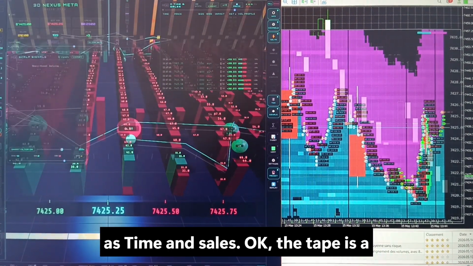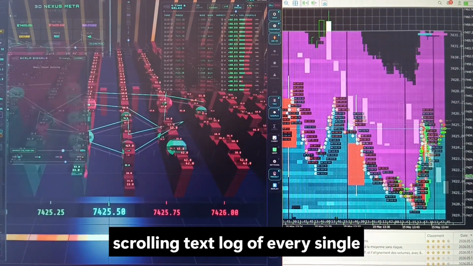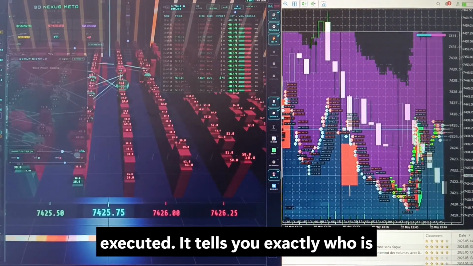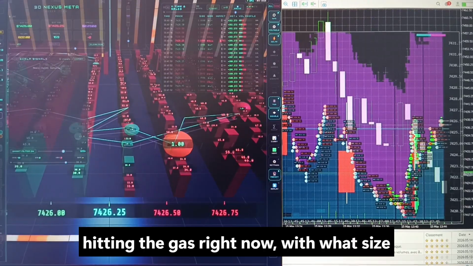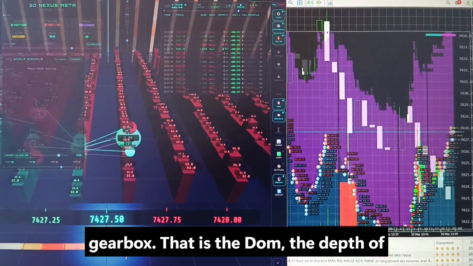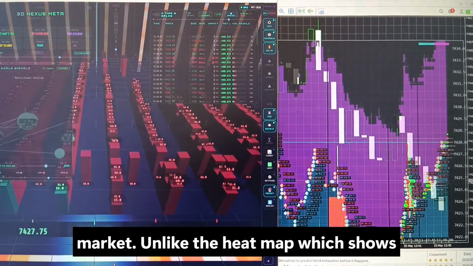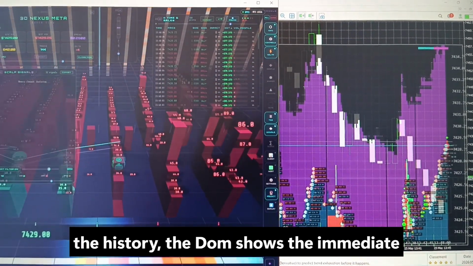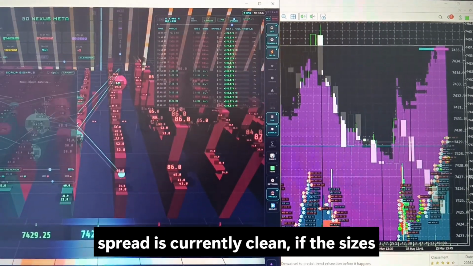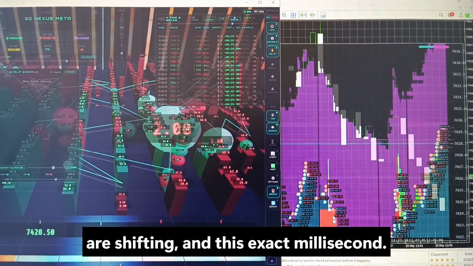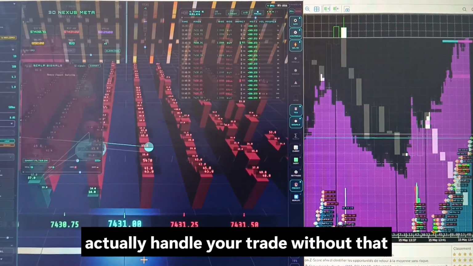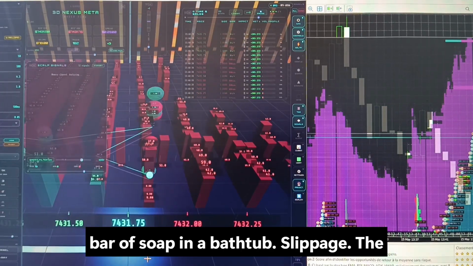The tape is a scrolling text log of every single aggressive market order that is executed. It tells you exactly who is hitting the gas right now, with what size, and at what speed. And third, you have the gearbox. That is the DOM, the depth of market. Unlike the heat map, which shows the history, the DOM shows the immediate present structure. It tells you if the spread is currently clean, if the sizes are shifting in this exact millisecond, and if the market transmission can actually handle your trade without that bar of soap and a bathtub slippage.